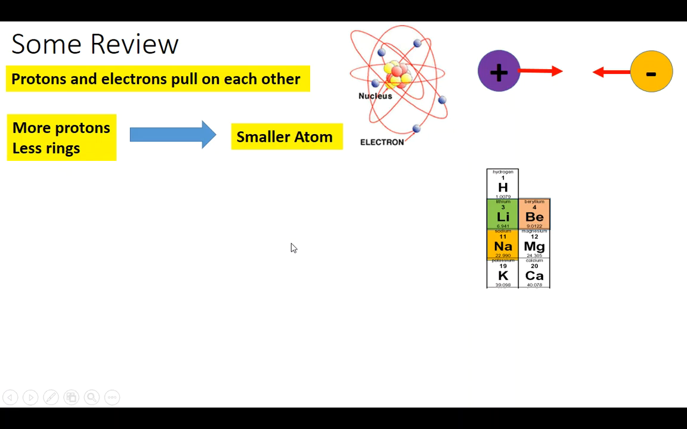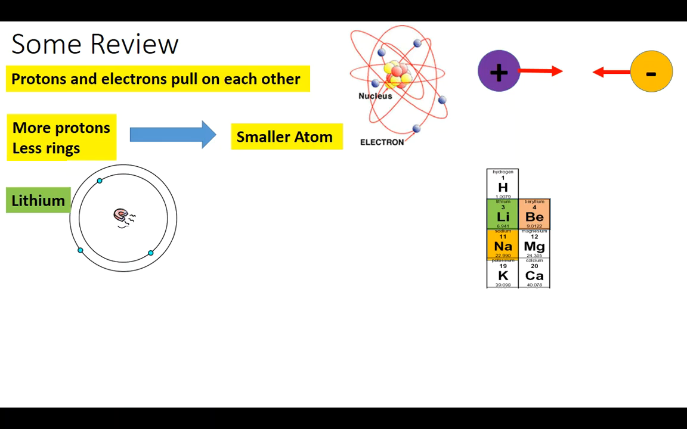So let's take three examples. Let's take lithium, beryllium, and sodium off of the periodic table and just make sure that we're clear on why things get smaller or bigger because of protons and rings. So let's start off with lithium, the one in the corner. And lithium has a very little magnet.